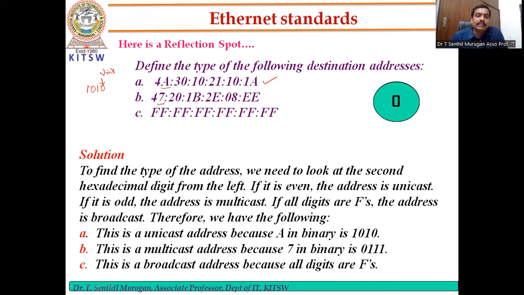In the second address, the first byte has 7. What is the value? 7 is 0111. So the last bit is 1, so it is a multicast address. Then in the third, all the values are F, that is all 1s, which means it is a broadcast address. You just remember that. So those are the solutions.